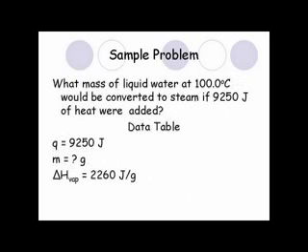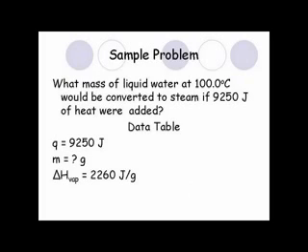In our next problem, we're going to solve for the mass of liquid water at 100 degrees Celsius that would be converted to steam if 9,250 joules of heat were available to be added to it. So we want to write our data table first. Our Q, our heat, will be 9,250 joules. This is a positive number because it's being added. Our mass is our question mark. It's what we're trying to find.